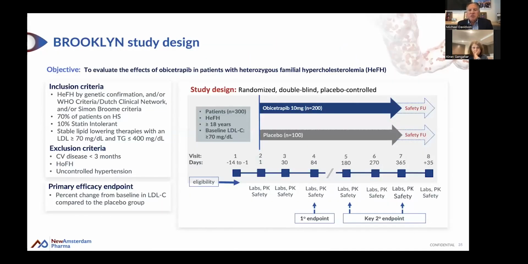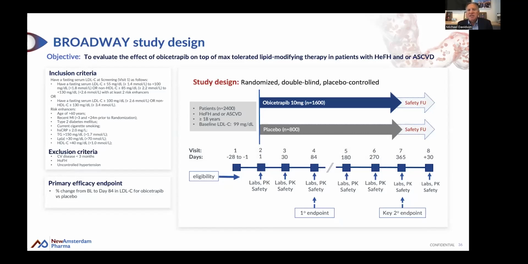So these are the pivotal phase 3 trials. Here's Brooklyn, which will be the first to read out, with FH. And then the Broadway trial, with mostly ASCVD patients, again over 55. We're very happy with the baseline LDLs. For Brooklyn, it's 120 milligrams per deciliter, and for Broadway, it's close to 100 milligrams per deciliter, in the high 90s. So we're hoping to see a good benefit on LDL lowering in these trials, hopefully in the 40% plus range as a single pill.